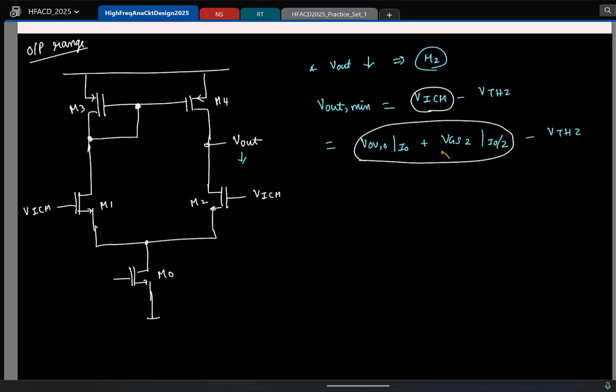Now look at these last two terms. Here VGS minus VTH, that is essentially the overdrive voltage of M2 at a current I0 by 2. So this you can further simplify as V overdrive 0 at a current I0 plus V overdrive of M2 at a current I0 by 2.